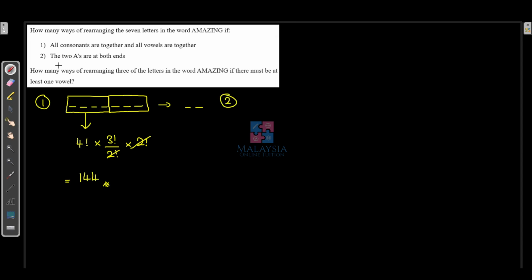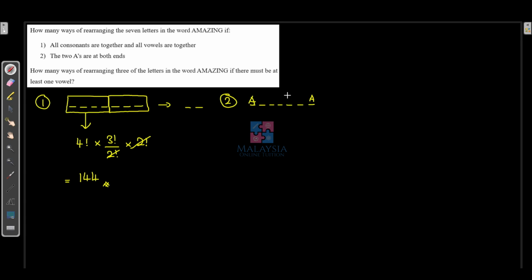For part 2, the 2 A's are at both ends. Again, we can write the 7 spaces: 1, 2, 3, 4, 5, 6, 7. Amazing, so we have 2 A's, and we can only put the 2 A's at both ends. Since they are the same, it will be 2 factorial divided by 2 factorial. There is no difference whichever A you put on both ends, it doesn't matter. Now we have 5 spaces left that we need to rearrange the 5 remaining letters.